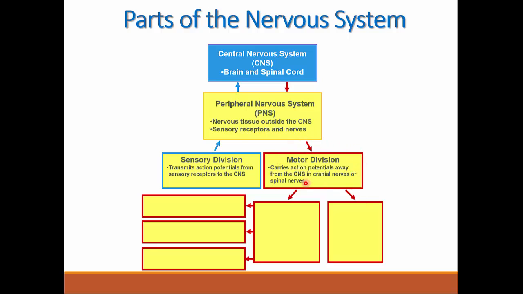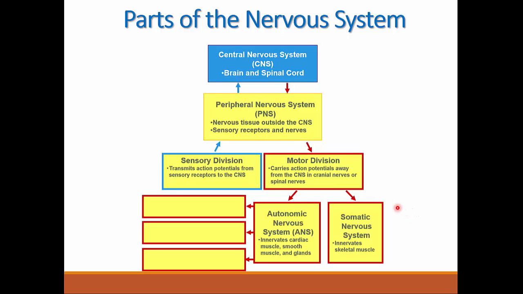The motor division can then be further broken down into subcategories. So you have the somatic nervous system and then the autonomic nervous system. The somatic nervous system is also known as the voluntary nervous system. So this involves skeletal muscle. So in the previous lecture, we talked about how skeletal muscle deals with voluntary control. So you control how your muscles work. So this is the somatic nervous system. So your brain sends signals to the muscles that you want to move.